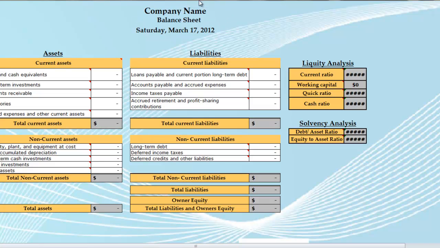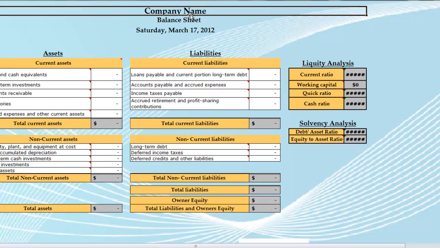In this video we're going to look at the balance sheet from Mr. Finance. At the top you can click on where it says company name and enter your company name. Underneath it is balance sheet, which is the title of this sheet. Underneath that is the date, which is automatically updated for you.